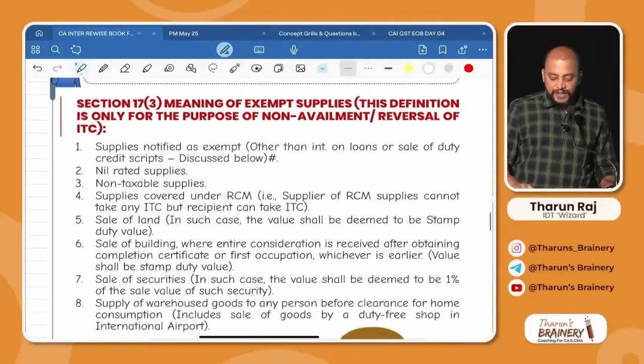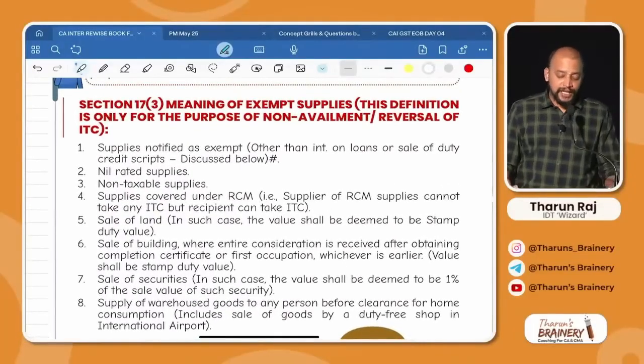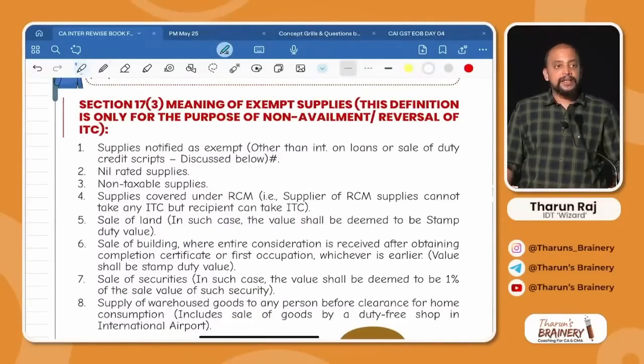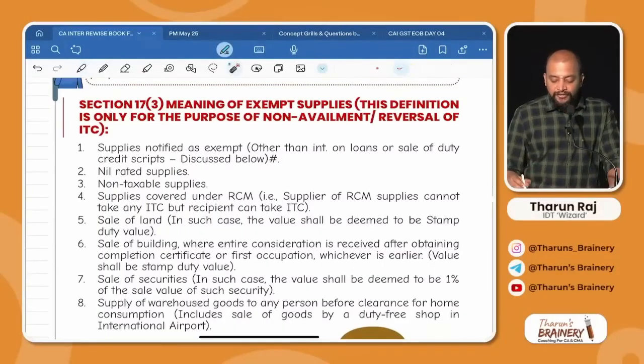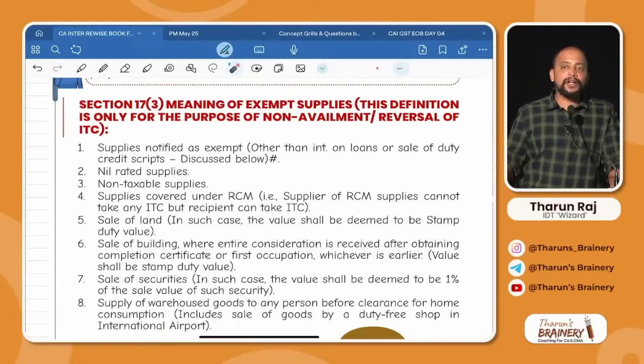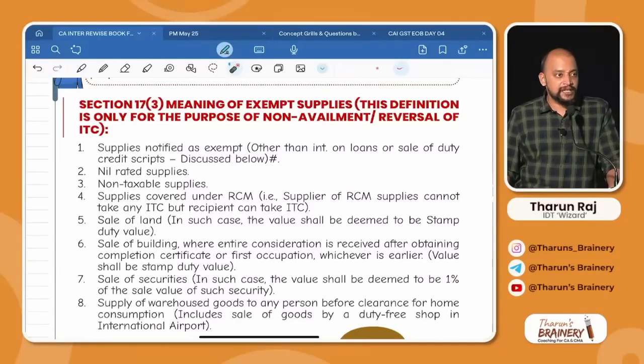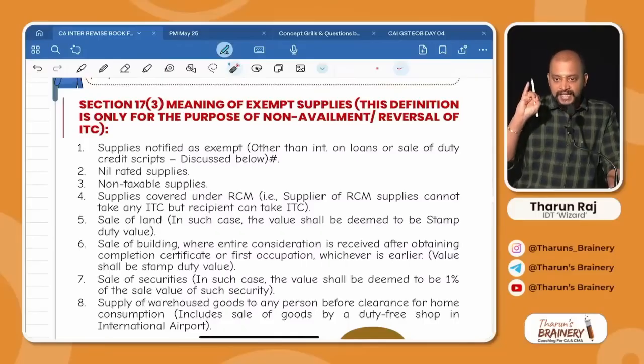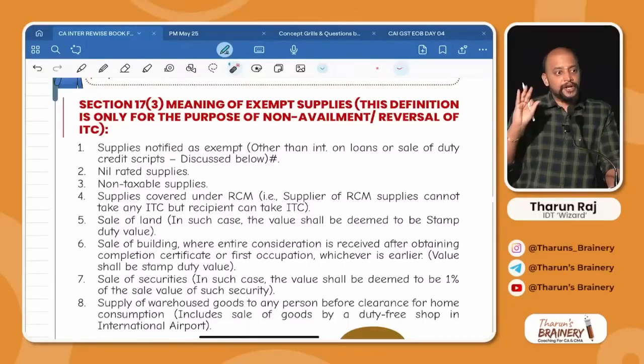Next, look into another point. Section 17 subsection 3 talks about the meaning of exempted supplies, but this definition is only for the purpose of ITC, not in general for payment of GST. In general for payment of GST, what is the meaning of exempted supplies? Only three: notified as exempted, nil rated, non-taxable.